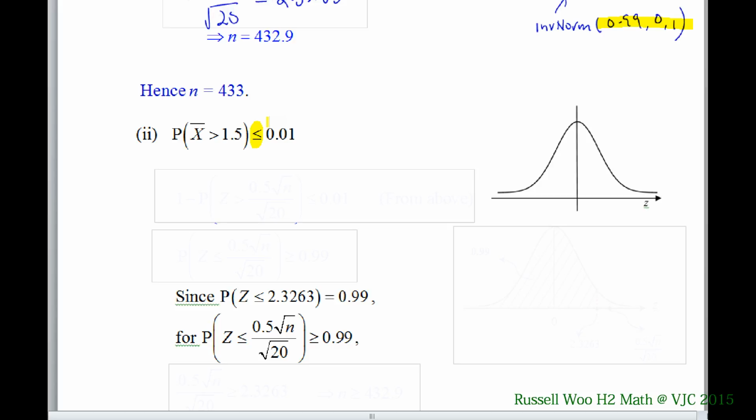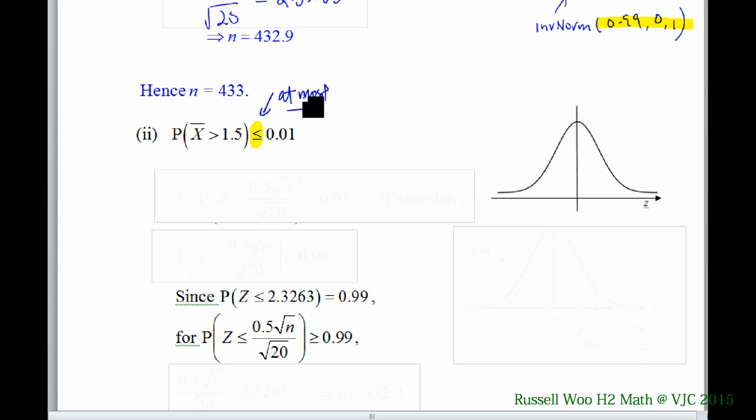That means the probability that the mean is smaller than 1.5 is at most 0.01. This actually means at most. Correct? Smaller or equal to sign and at most mean the same thing. So you must have the ability to convert that. Change the word at most to smaller than or equal to. Then it's almost the same problem.